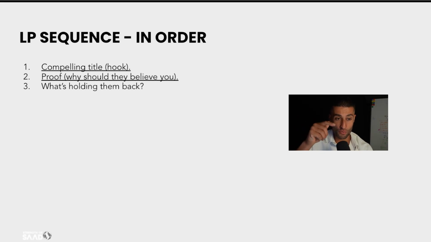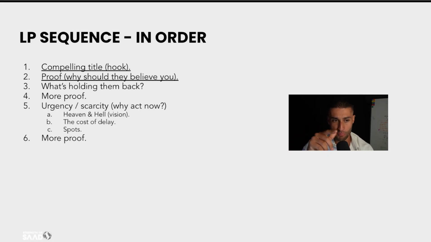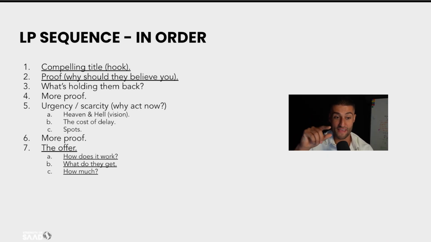Here's the order we're going to cover. We're going to go through a compelling hook, how to make one, proof, what's holding them back. This is all in order of how you want to display it on your page. More proof, urgency and scarcity, like why they should act now. We can use a few different features for that. More proof, the offer, how does it work? What do they get? How much is it?